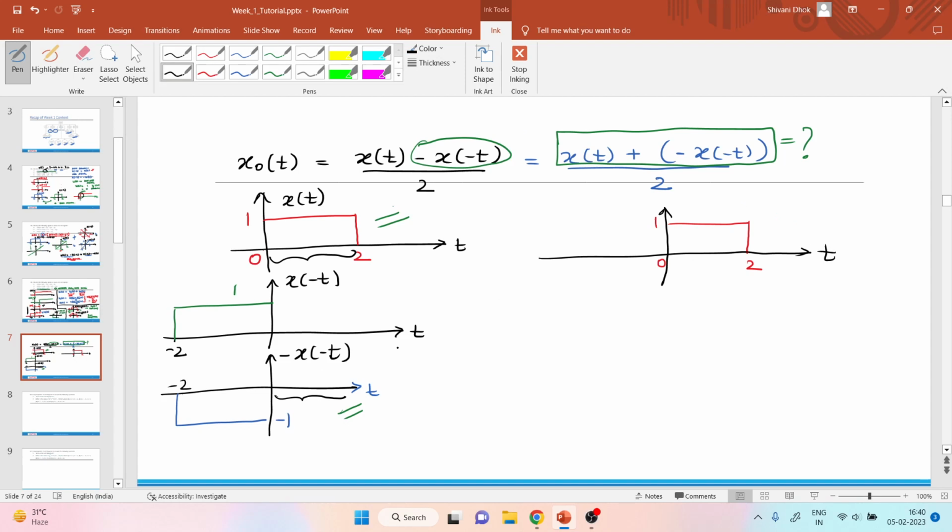Now if we look at this part, that is minus of x of minus t, that also we need to add, that is we need to add this part also. So this part will contribute to a factor which is available from minus 2 to 0 with an amplitude of 1. So this is the numerator part. This is just the numerator.